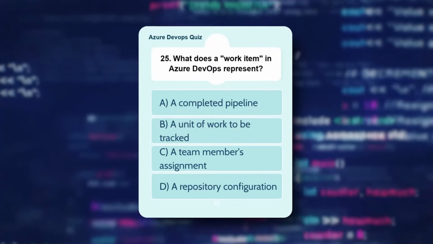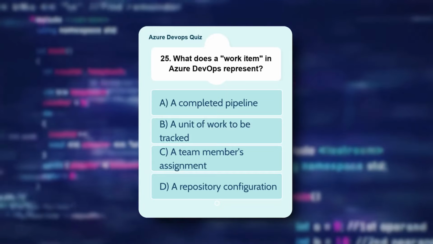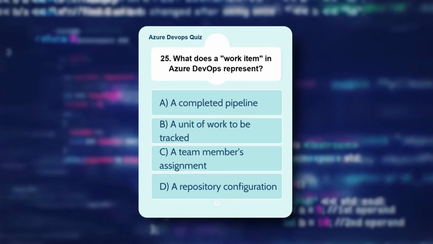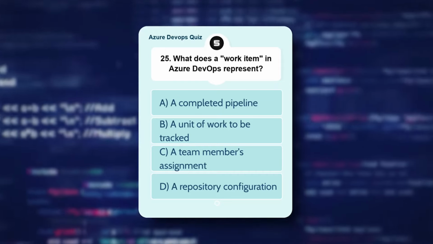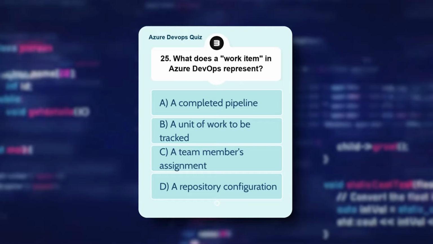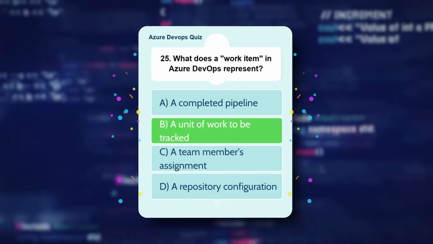25. What does a work item in Azure DevOps represent? A. A completed pipeline. B. A unit of work to be tracked. C. A team member's assignment. D. A repository configuration. Answer. B. A unit of work to be tracked.